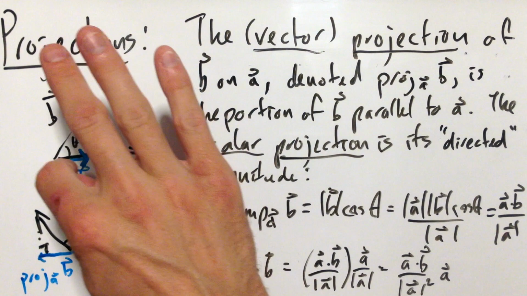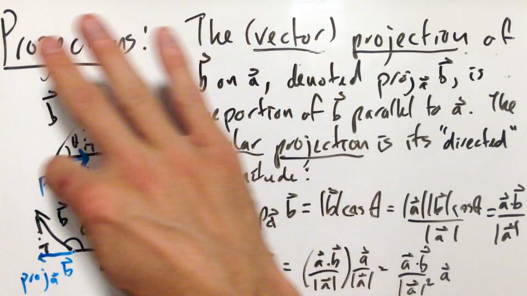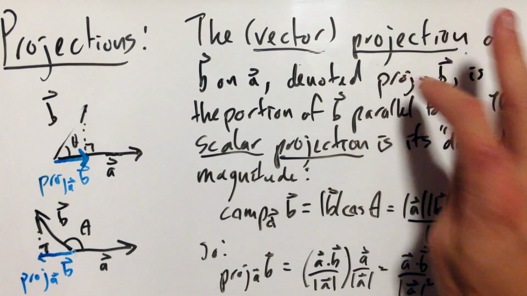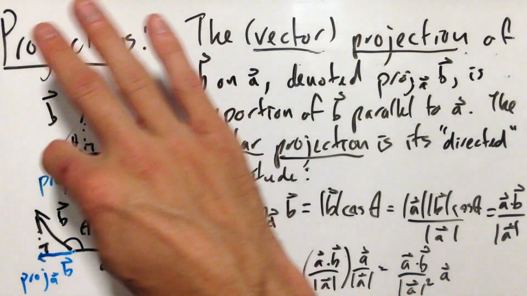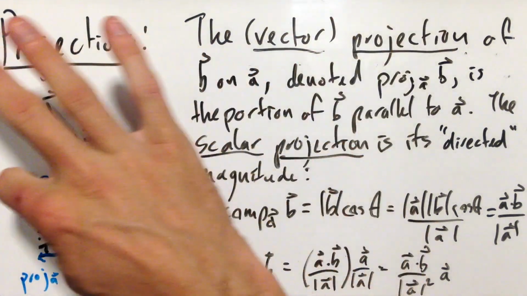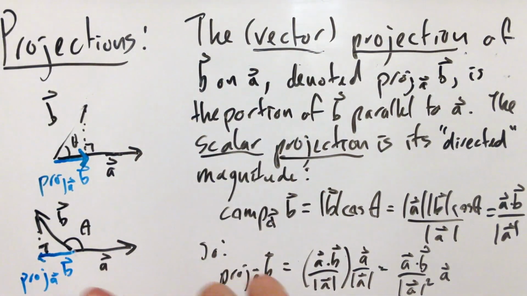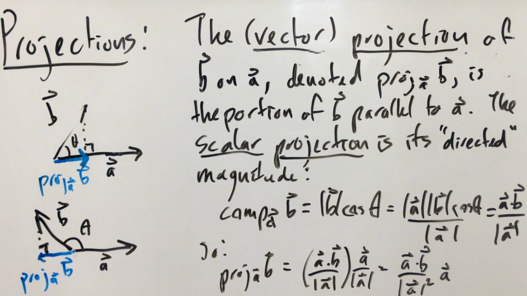We see how much of B, if B goes from here to here, how much of that distance, how much of that motion is happening along A. So the vector projection of B on A, denoted by proj sub A of B, that stands for projection, is the portion of B parallel to A. So if B goes in the same direction of A, or at least along the same direction of A, the projection of B goes in the same direction as A. If B goes sort of away from A, then the projection of B along A goes in the opposite direction to A. But in either case, it's parallel.